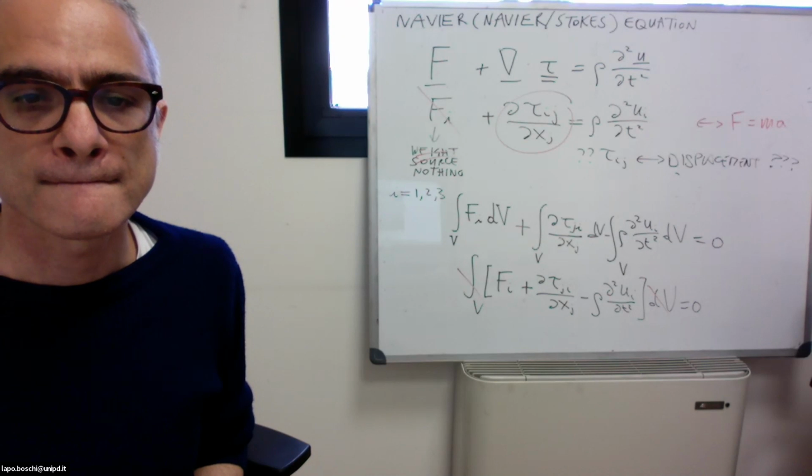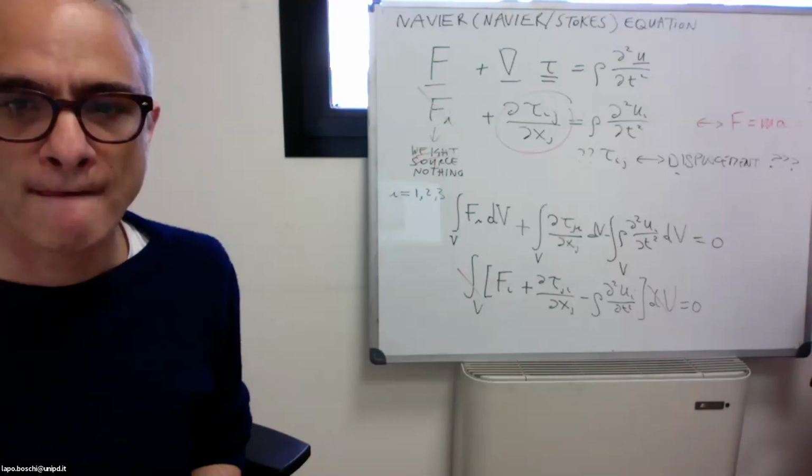Here tau is a stress. Yes, it's a tensor of stress. So here in the differential equation we have the relation between stress and displacement. Yes, u. Okay, thank you.